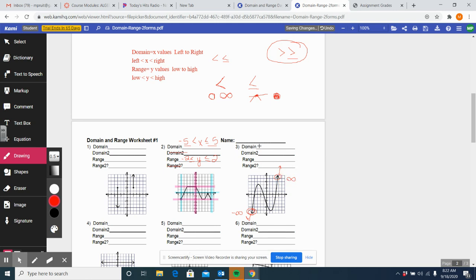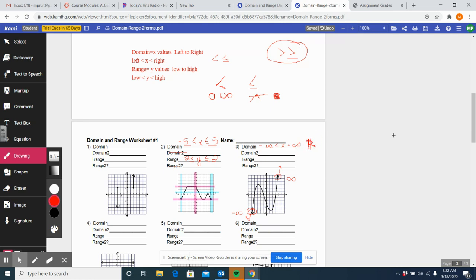So your domain, you can write it one of two ways. You can write negative infinity, and when we use infinity, we use less than x, which is less than infinity. That is also known as all real numbers, and this is the sign for all real numbers. I know it just looks like an R with an extra line. That means all real numbers, going infinity to infinity.